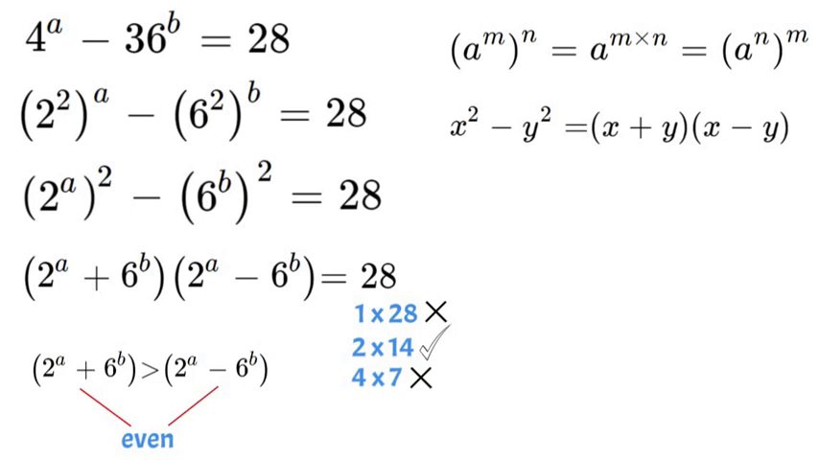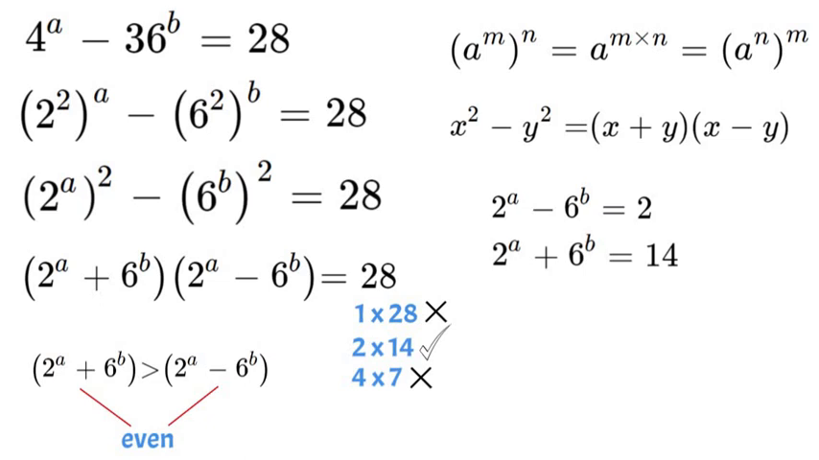So therefore, we need to set our 2 to the power of a plus our 6 to the power of b equal to 14, and then our 2 to the power of a minus 6 to the power of b would be equal to 2. I flip-flopped those when I wrote those. So now we just need to solve for a and b.